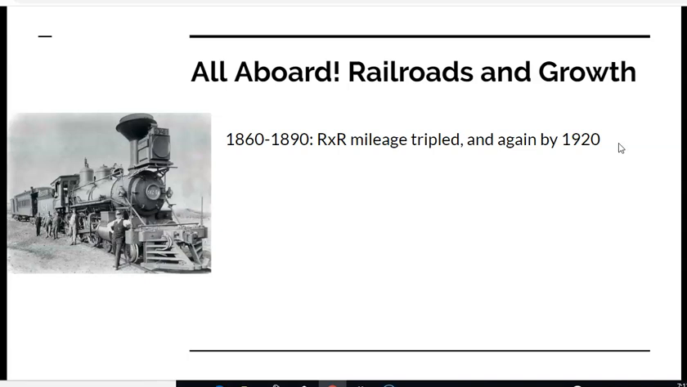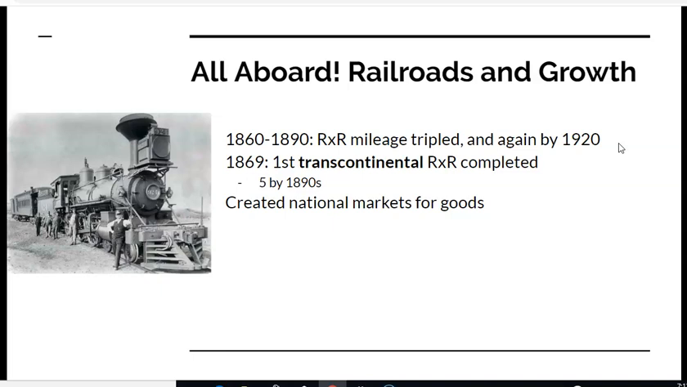Between 1860 and 1890, railroad mileage in the United States tripled, and it tripled again by 1920. In 1869, the United States completed its first transcontinental railroad. That means it's a railroad that crossed the continent. So you could ride from the East Coast to the West Coast, or from the West Coast to the East Coast without having to switch trains. There were 5 of these transcontinental railroads by the 1890s.